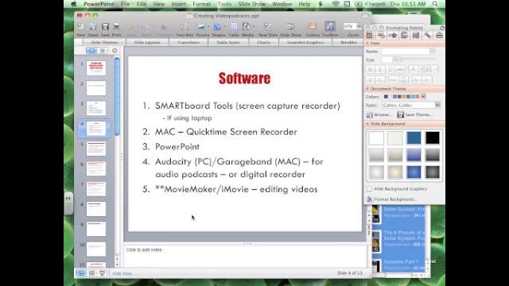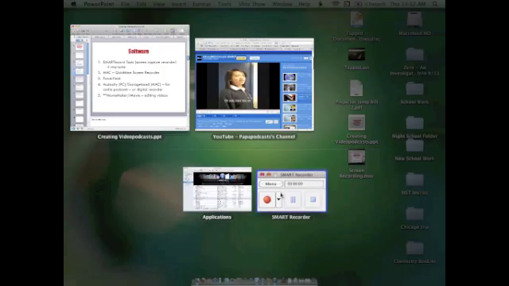Some of the things: screen capture. If you're using a PC, you can use the Smartboard. Also, if you're using a PC, you can use something called CamStudio, C-A-M Studio. Download the software, it's free, all this stuff is free. And you can do a screen capture. But let me show you guys the screen capture tool that comes with the Smartboard. It's this one right here, Smart Recorder.